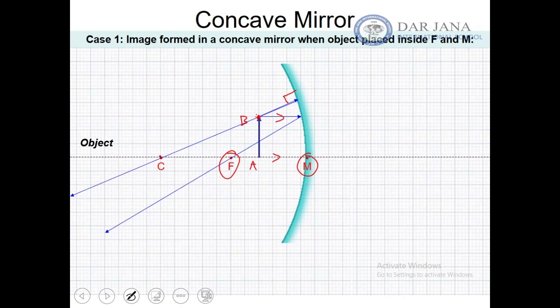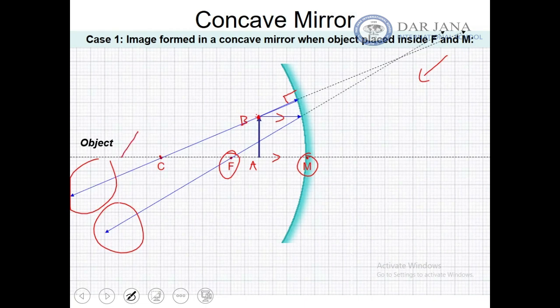We know that the image is simply the intersection of the reflected rays. On the left side, the reflected rays didn't intersect. So we will check if they intersect on the right side, which is behind the mirror, in this place. In order to check, we're going to elongate the reflected rays.